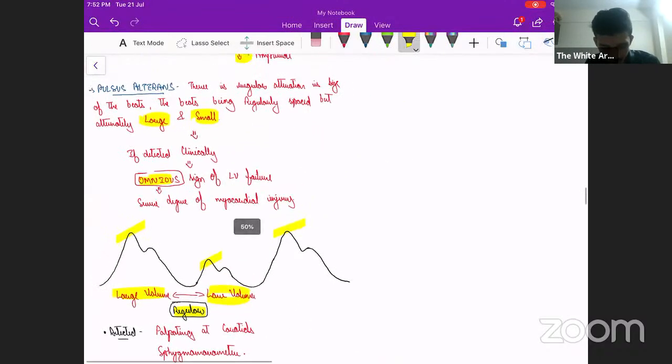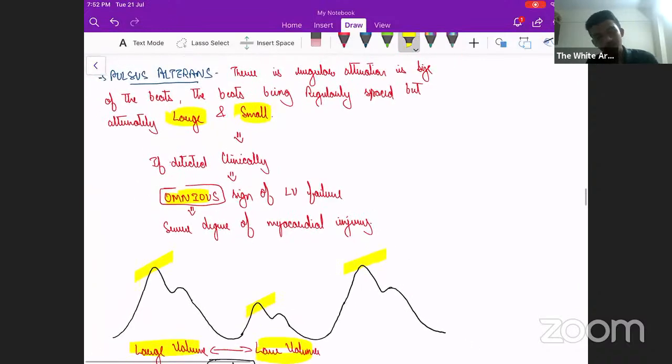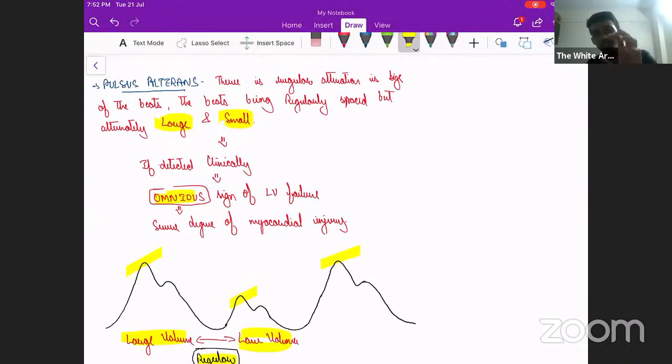Why does pulsus alternans take place? Again, the left ventricle is severely damaged. If there's an extrasystole, for example, the left ventricle wouldn't have contracted properly. So what happens in the next beat? The stroke volume is large because the heart did not contract properly, so the end diastolic volume is increased.